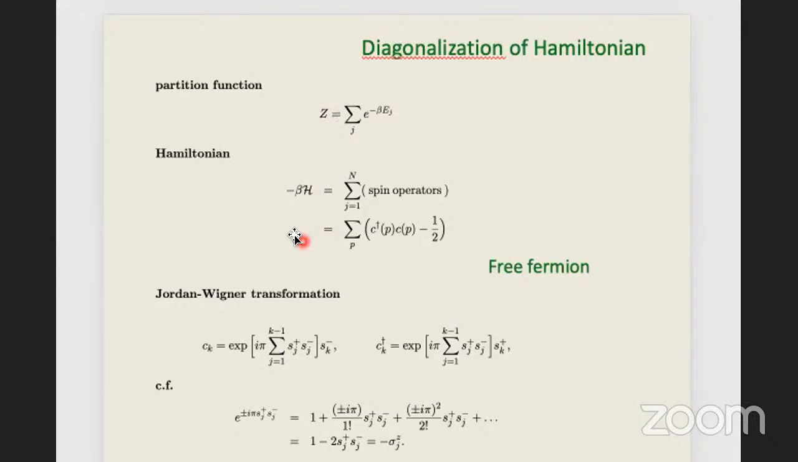The traditional transformation from spin systems to fermion systems is the Jordan-Wigner transformation. The Jordan-Wigner transformation has been used as a basic tool in this area. Today in this talk, we will introduce a non-trivial generalization of the Jordan-Wigner transformation based on commutation relations.